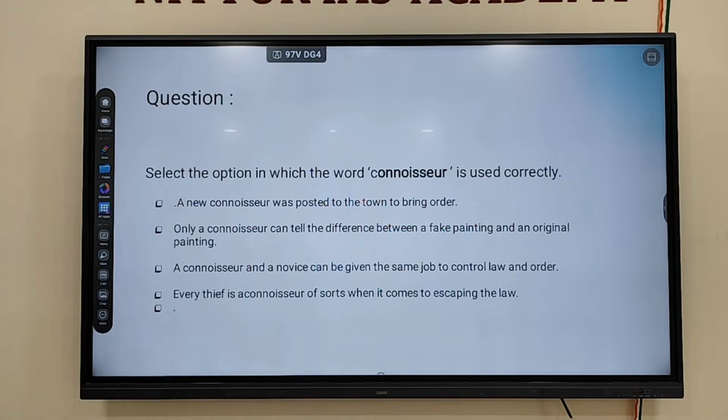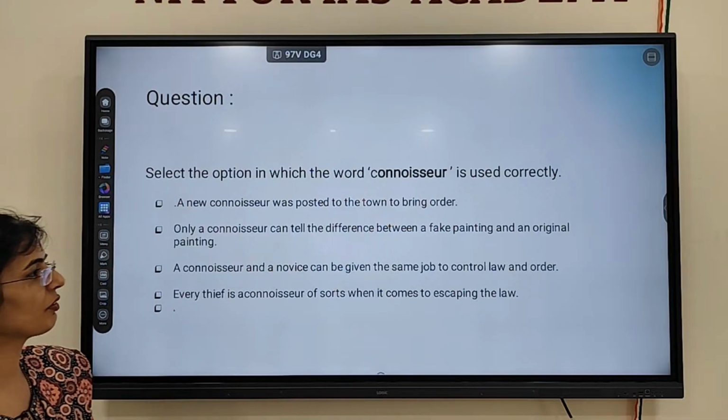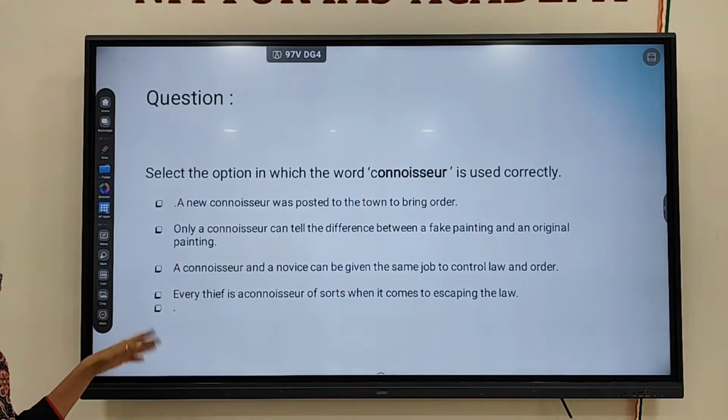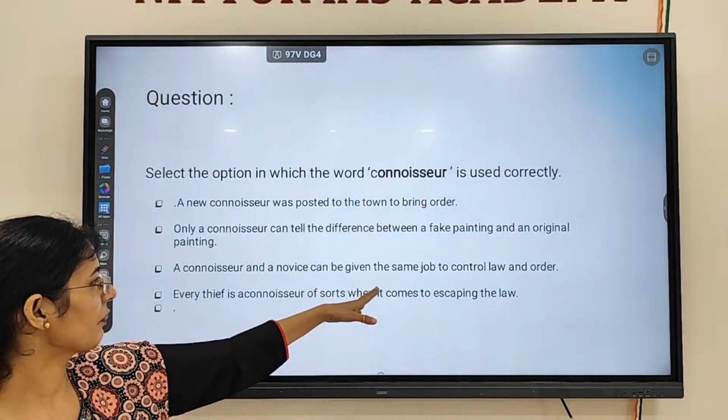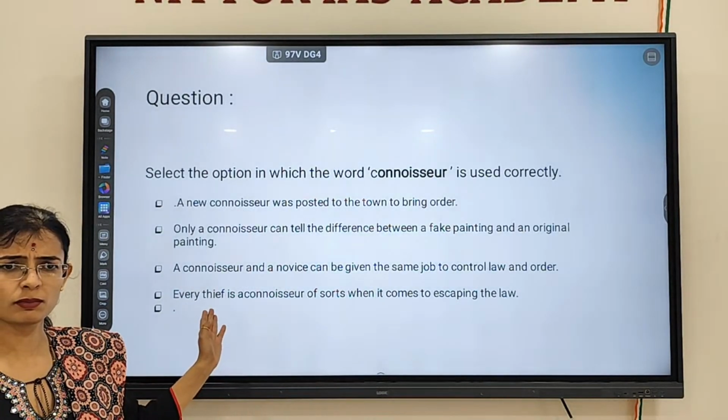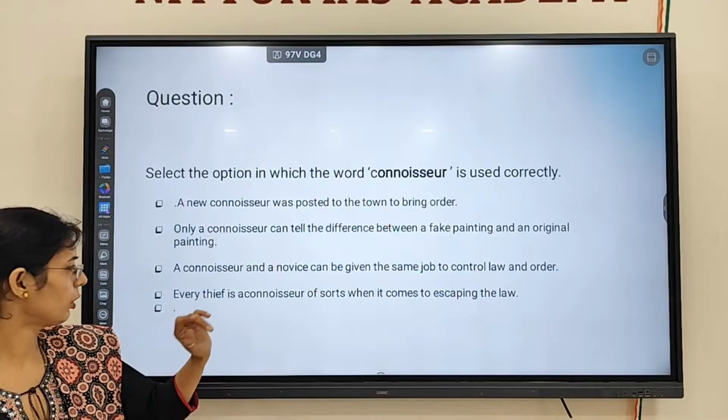Again, something similar. Connoisseur. I kept both of them together so that we should remember. An expert judge in matter of taste. Matter of taste. Okay. A new connoisseur was posted in the town to bring order. Taste. Only a connoisseur can tell the difference between fake painting and original painting. He is the taste person. How can he do the painting's difference? Not proper. A connoisseur and a novice can be given the same job to control law and order. Not possible. This is about taste. Law and order will not help.